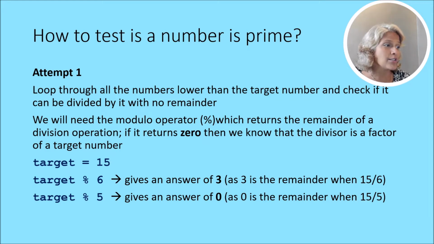So for example, here on my screen, if the target number is 15 and we do target % 6, so divide 15 by 6 and check the remainder, the remainder is, I'm sorry, 3, because 6 will go into 15 2 times and leave a remainder of 3. However, if we did target % 5, so divided 15 by 5, we'd end up with no remainder because 5 goes in completely into 15. It is a factor of 15. So let's have a look at how we can do that in coding.